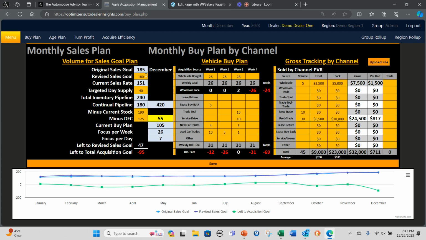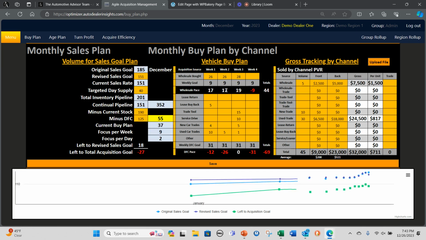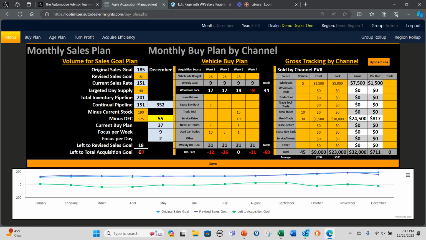But if you had to revise that sales goal, let's say your current sales rate was 151, you would type in 151 and let's say week 3, everything changes. So you have fewer acquisitions needed, fewer left to go in the month. So that's how we keep ourselves from overbuying during the month. We're always pacing the sales pace, which is 30-day sales rate rolling average, and managing it week by week to make sure that we have the right amount of inventory coming in for what's going out. And that's what keeps our PVR so high by channel.